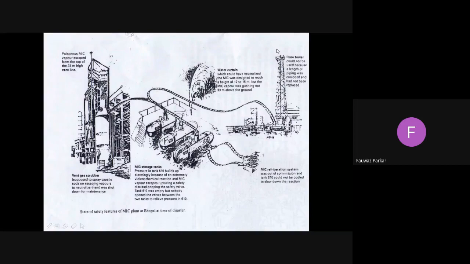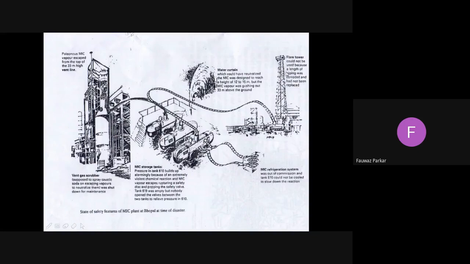The flare tower, which was there for absorbing or cooling or spraying various chemicals to reduce the effect, could not be used because the piping was corroded. The piping which supplied water to this flare tower was corroded because it had not been replaced. It was just installed and never replaced.